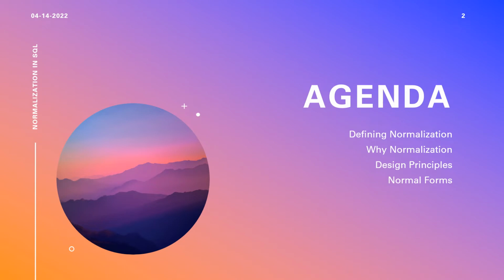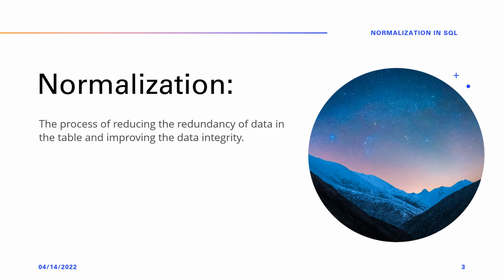On this agenda, we will be defining normalization, asking why normalization, discussing design principles, and discussing normal forms. Normalization is defined as the process of reducing the redundancy of data in the table and improving the data integrity. When performing normalization, we are applying principles of design to data structure so that they conform to our expectations. It usually divides a large table into smaller ones so it is more efficient.